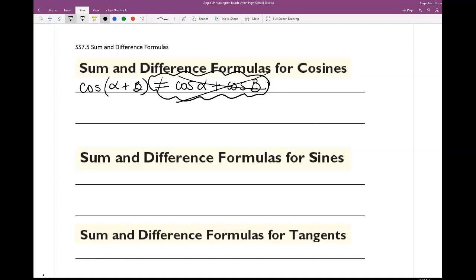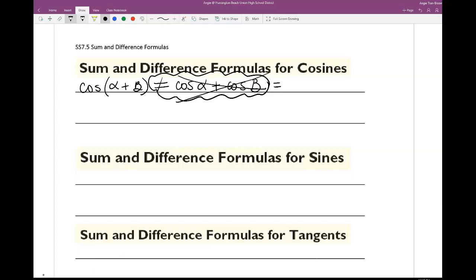What it is equal to, for the sum and difference of alpha plus beta. Let's say you have 30 degrees plus 60 degrees. Technically that's 90 degrees, so cosine of 90 degrees you can totally find. But what if you have angles like 15 degrees plus 45 degrees? That's 60 degrees. You can't really find that. So that's why we will use the sum and difference formulas.